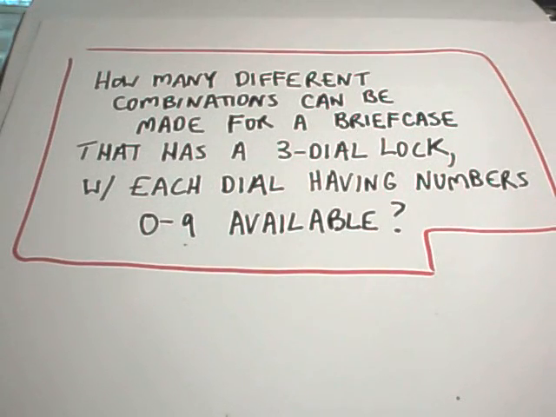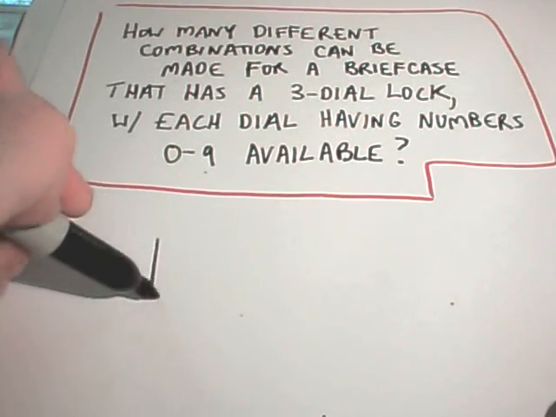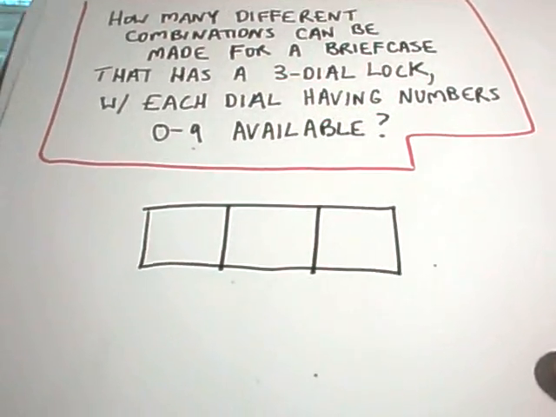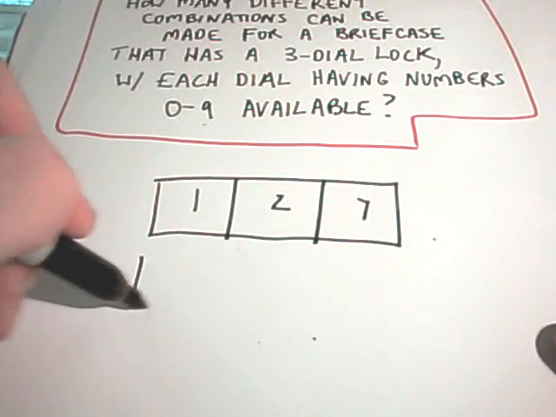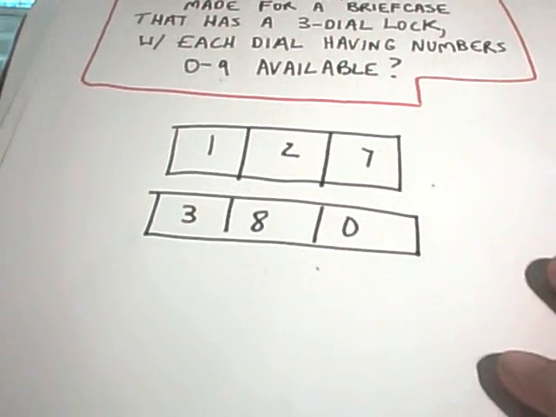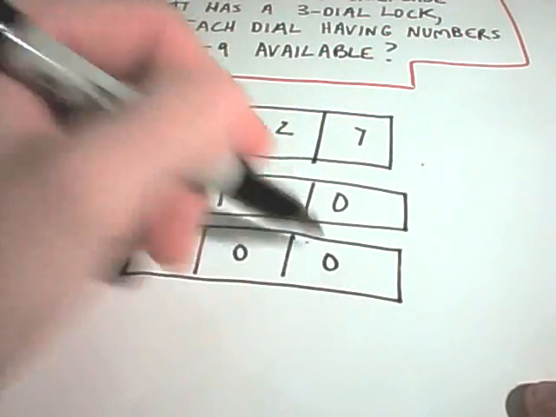In my first example, it says how many combinations can be made for a briefcase that has a 3-dial lock with each dial having numbers 0 through 9 available. I'm sure you've seen these locks. You've got some businessman or woman with their confidentials all locked up, and on their little briefcase, you see a 3-dial lock. Maybe there's a combination of 1, 2, 7 that opens their briefcase, or maybe it's 3, 8, 0, or maybe they're really clever and they make it 0, 0, 0.